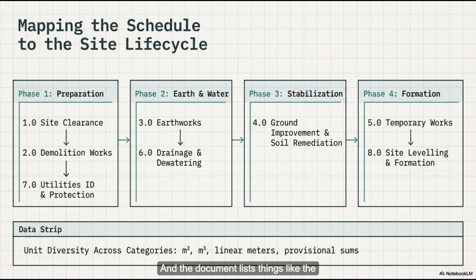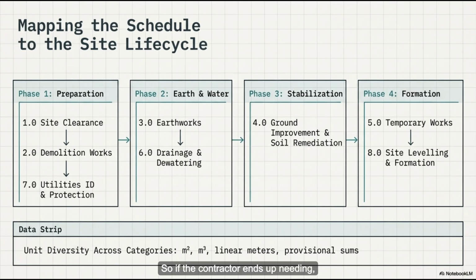No. And the document lists things like the mobilization and demobilization of personnel, getting people to the site and sending them home, setting up the site offices, storage yards, temporary utilities, which is huge. It is implementing HSE, health, safety, and environmental compliance, quality control, project management, setting out the survey benchmarks. And for every single one of those items, the contractor just gets a fixed lump sum. Correct. The document explicitly states under the method-related charges that these items are absolutely not to be remeasured.